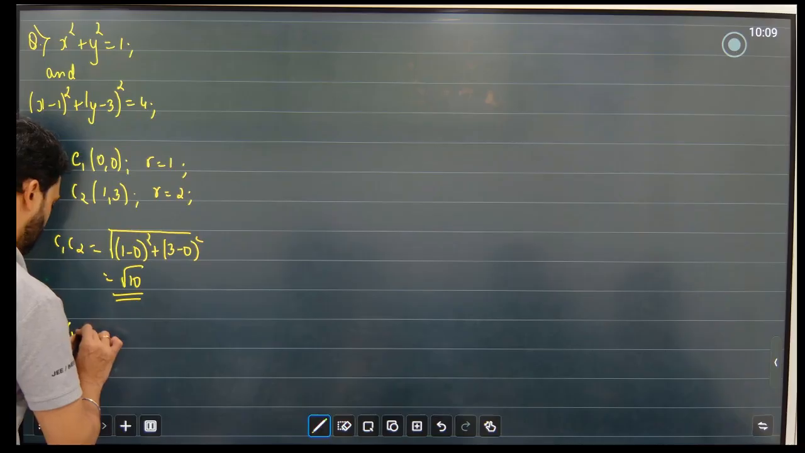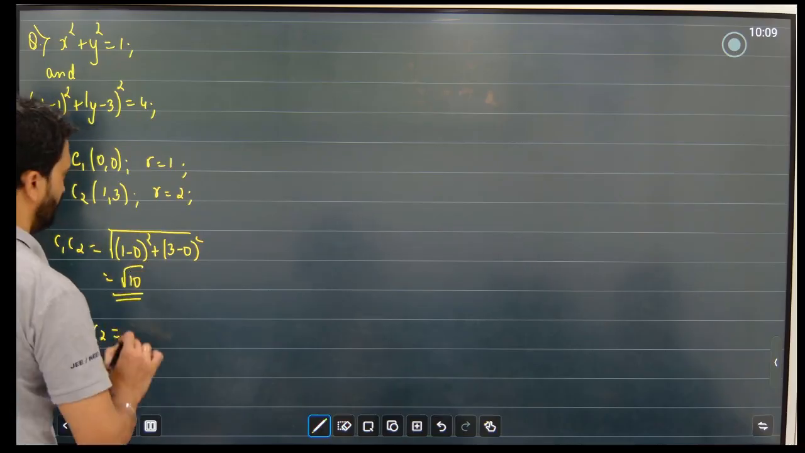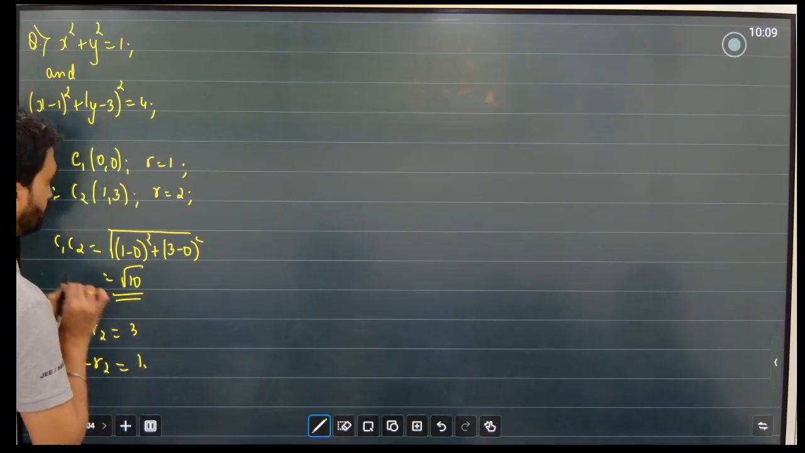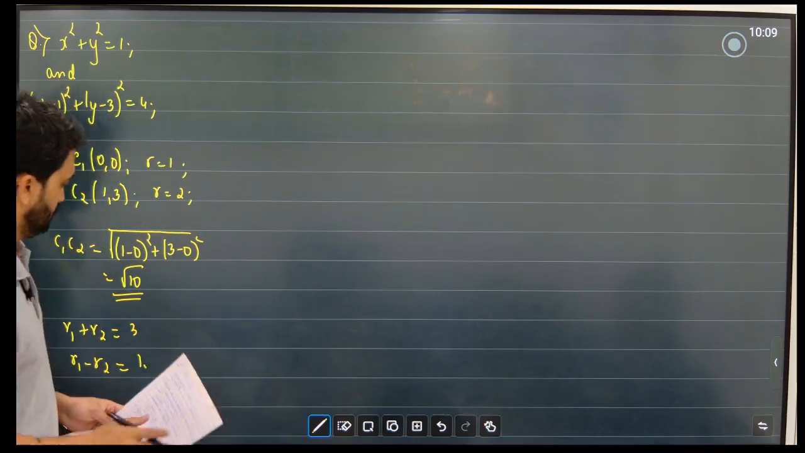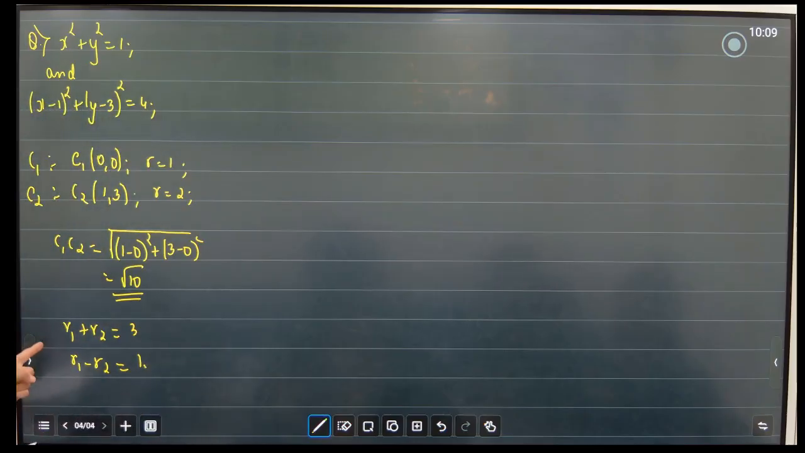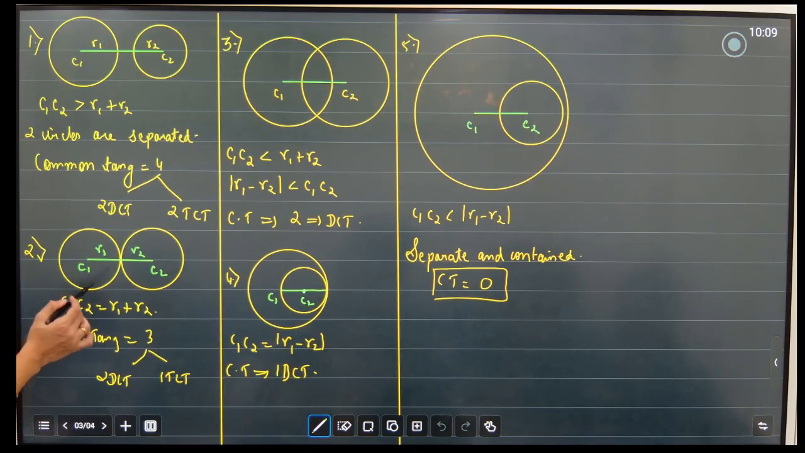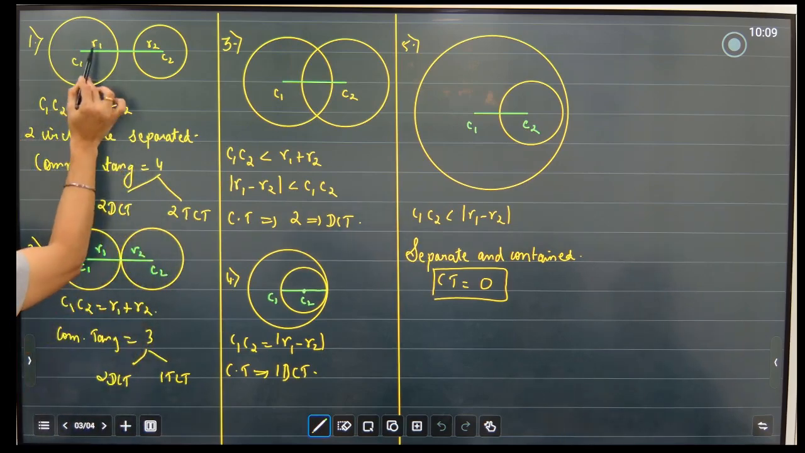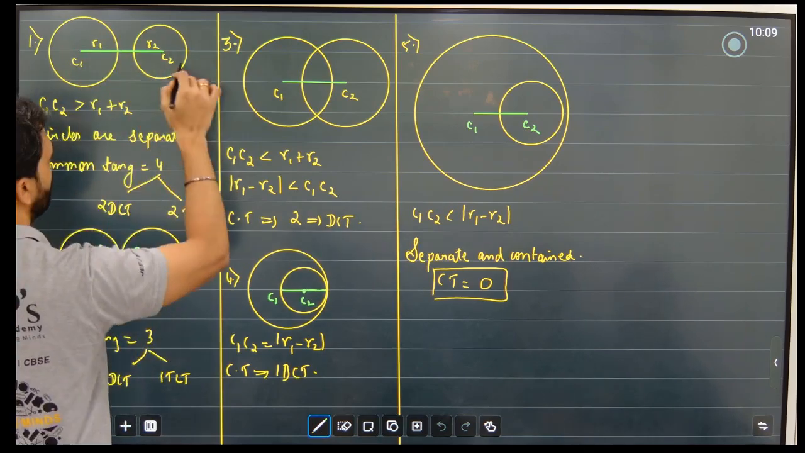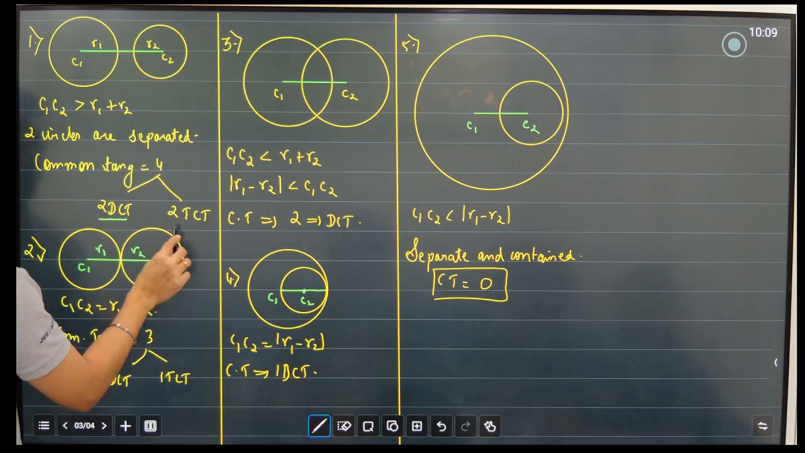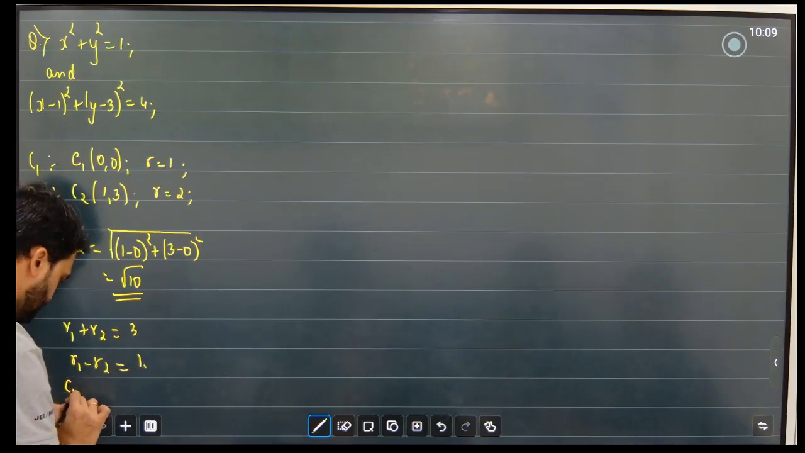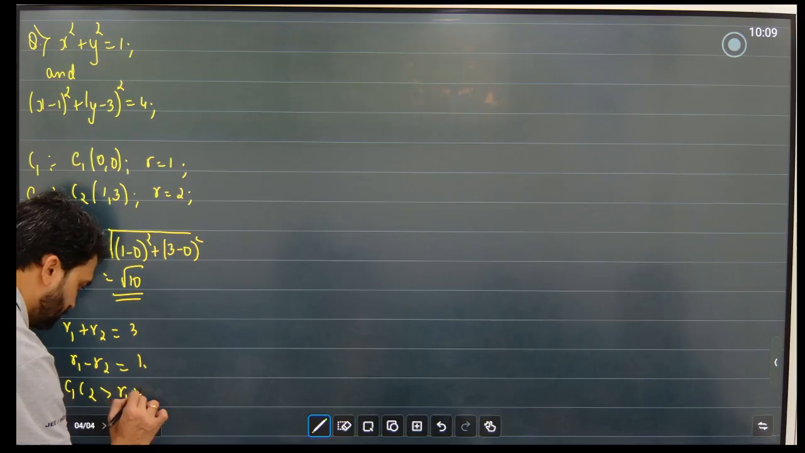And let's find R1 plus R2. R1 plus R2 is 3 and R1 minus R2 is equal to 1. Now I know that C1, C2 is greater than R1 plus R2. So if you see this, C1, C2 is greater than R1 plus R2, meaning the circles are not touching each other, they are far from each other. It means that I can make two direct tangents and two transverse common tangents. So I will write C1, C2 is greater than R1 plus R2.